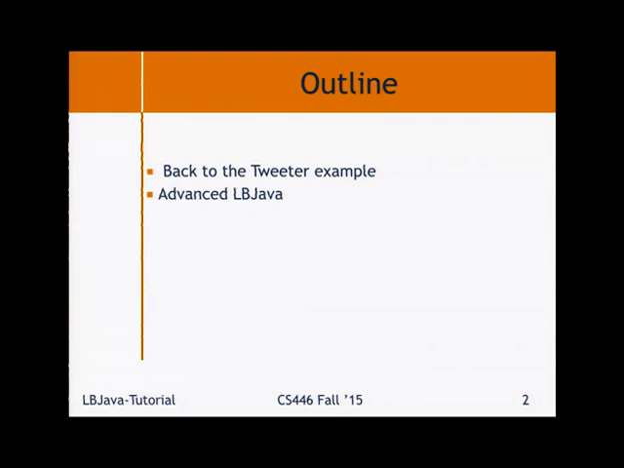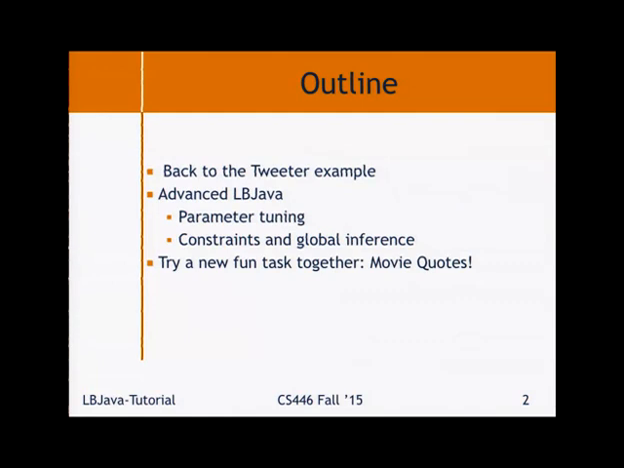Then we are going to talk about more advanced components of LBJava. This includes parameter tuning, constraints and global inference. And then at the end of this session, we're going to try a new task, which is classifying movie quotes, getting the movie quotes and predicting which movie each is related to.